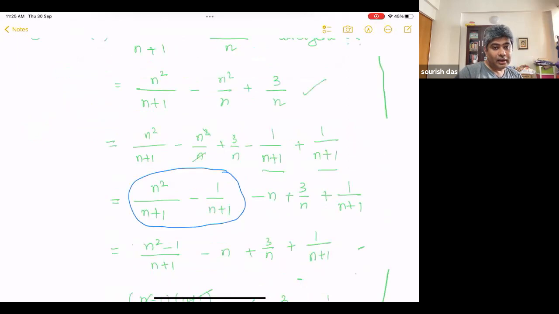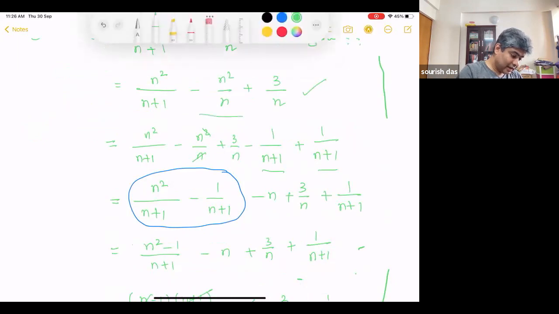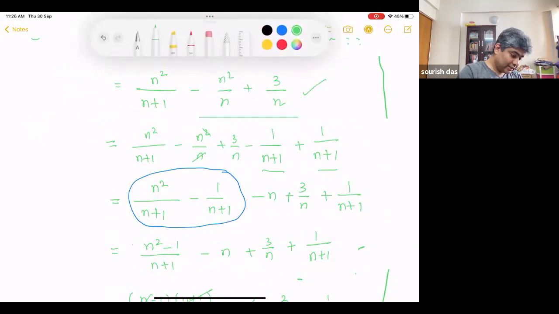And why I used this trick, I mean, this is not the only way, because if you look in here, at this step, if you cancel this, it's telling you this is minus and this is 3 by n. So I'm not worried about this part.